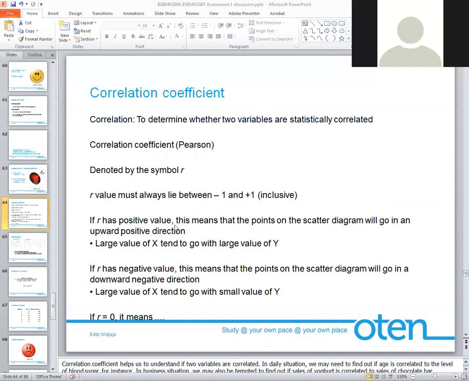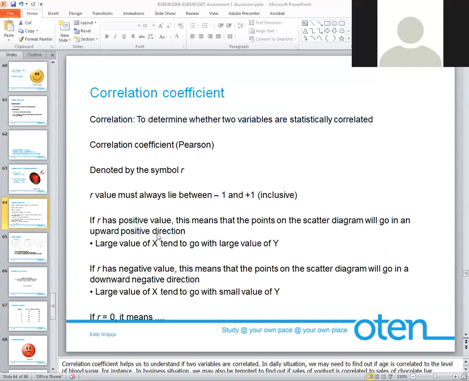If R has a positive value, or if the correlation coefficient value is positive, this means that the points on the scatter diagram, if we create a scatter diagram to show the correlation between the two variables, will go in an upward positive direction. Large values of X tend to go with large values of Y. Or the increase of the value of X tends to go with the increase of the value of the Y variable.